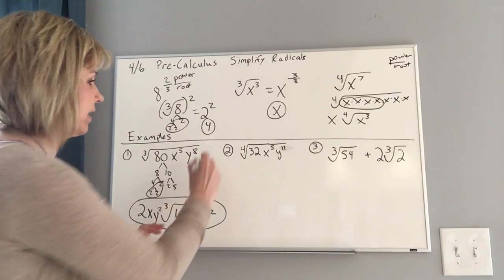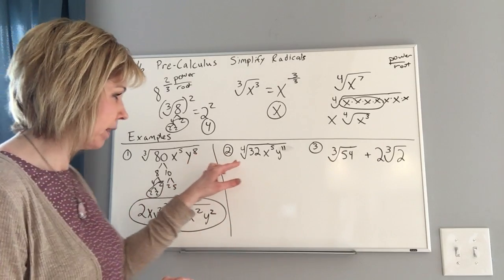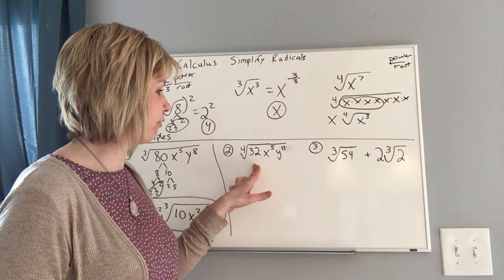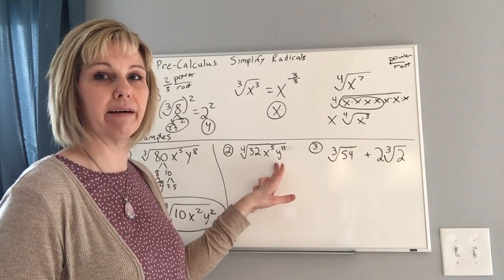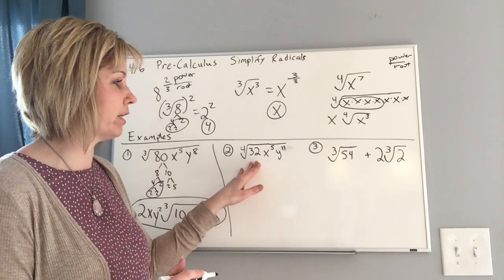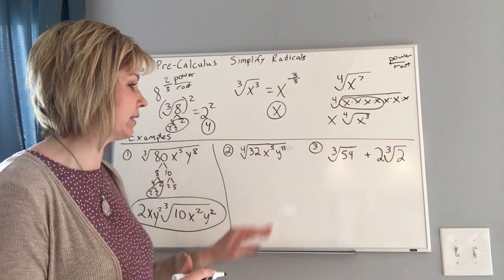So let's look at another example. Just put a little space. Number 2: I got the 4th root of 32 x to the 5th y to the 11th. So 4th root of 32 x to the 5th, y to the 11th.